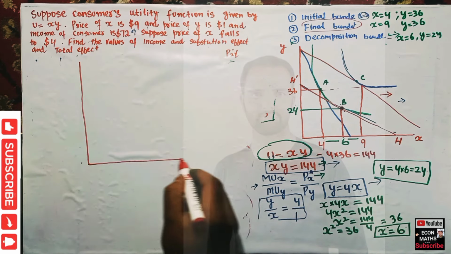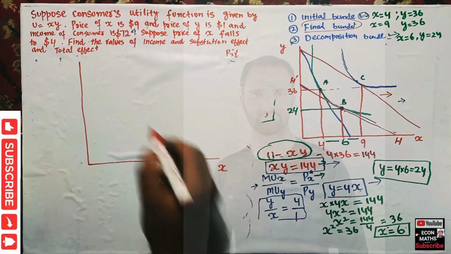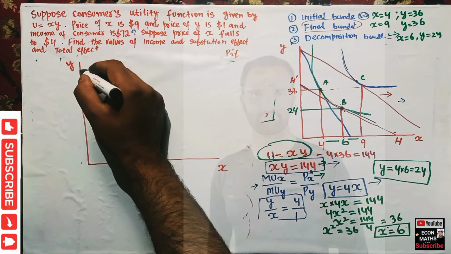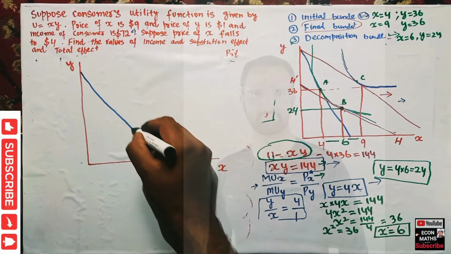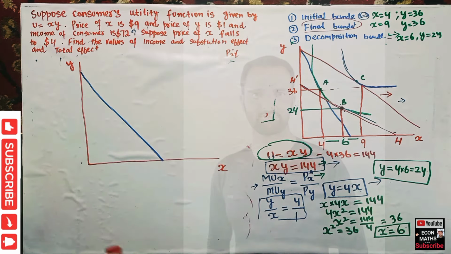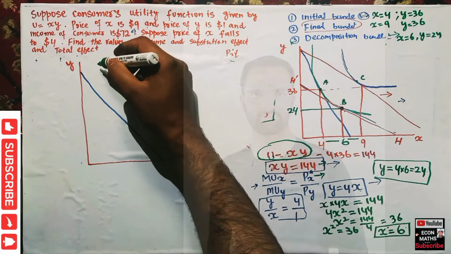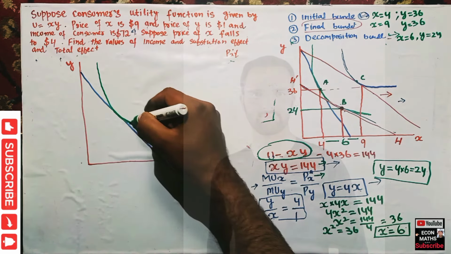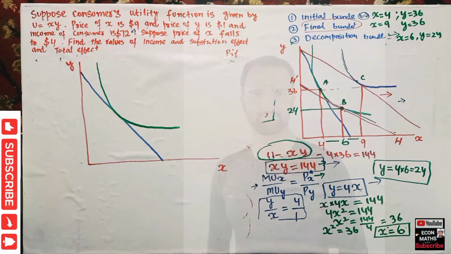So we have x on the horizontal axis, y on the vertical axis. So the original budget line was like this. Let us say this is our original budget line. Okay, and let's draw the original indifference curve like this. Let us say this was our original indifference curve.